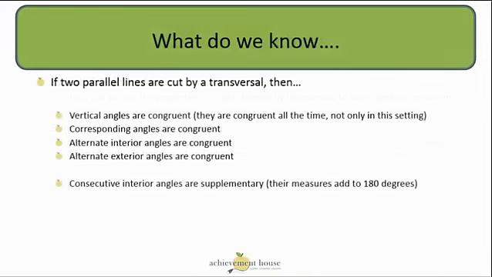to solve problems. First, let's review what we've learned from this previous pod about if two parallel lines are cut by a transversal. We know that vertical angles are congruent, and just a key reminder here, they are congruent all the time, not only when two parallel lines are cut by a transversal, but vertical angles are always congruent. We also know that corresponding angles are congruent, alternate interior angles are congruent, alternate exterior angles are congruent, and that consecutive interior angles are supplementary, which means that adding both of those two angles together gives us 180 degrees.